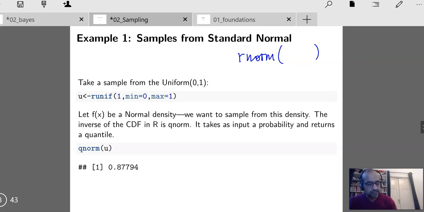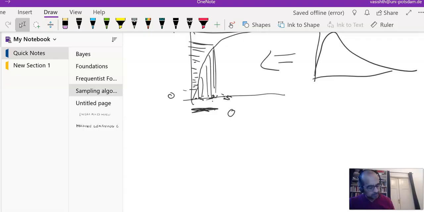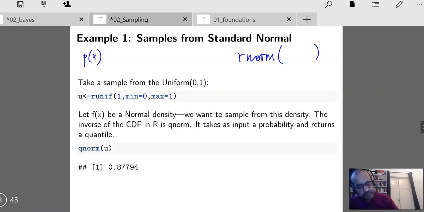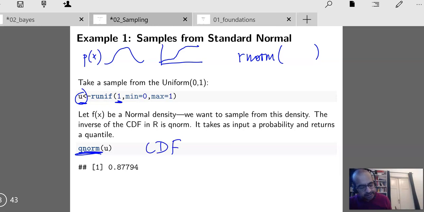Okay, so in the case of the normal, the probability density function of the normal distribution is the thing that we learned about in the foundations lecture. And the normal distribution looks like this, and the corresponding CDF will look something like this, right? So what we do is we take one random sample from a uniform, and then we take that U value and we push it through the qnorm function. The qnorm function, remember from the foundations lecture, is the CDF.